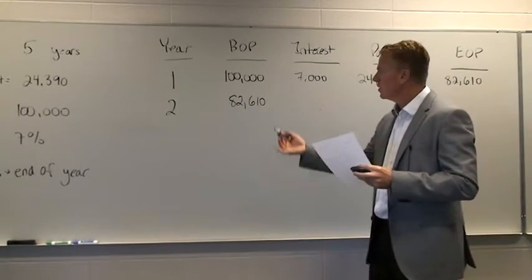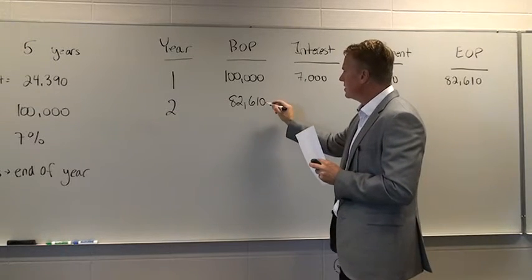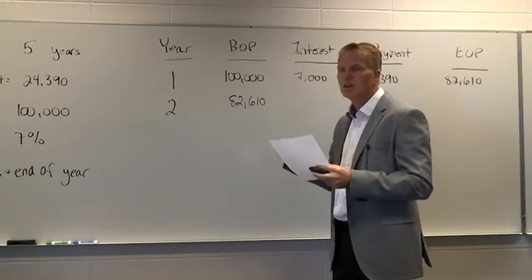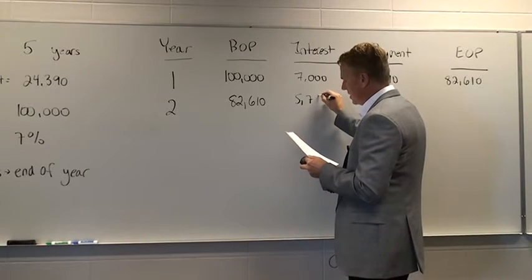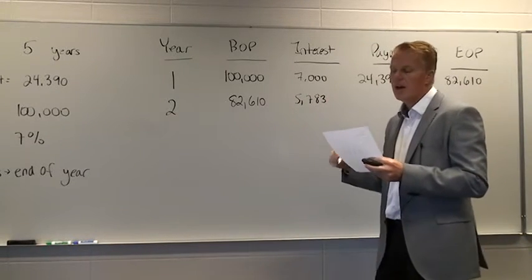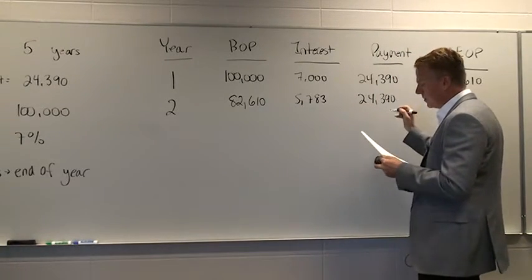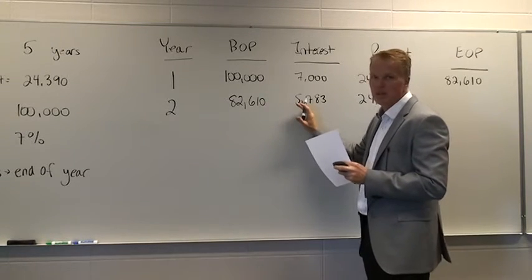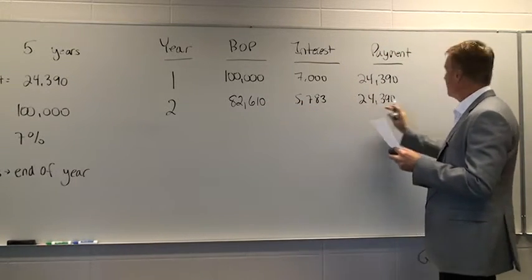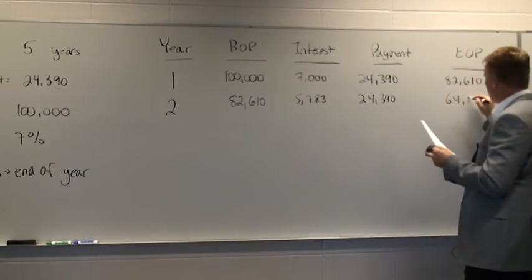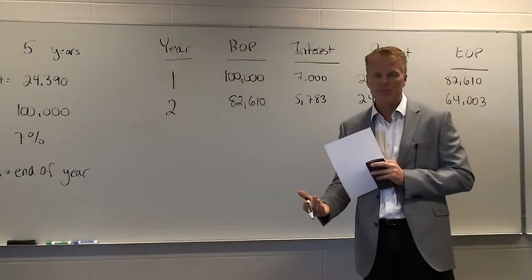And then we carry on with a similar set of calculations. $82,610 times our interest rate of 7% will have $5,783 of interest. Our payment will be the same amount. We'll then add these two numbers together, our beginning of period plus interest, minus our payment. We will have $64,003 as our end of period amount.